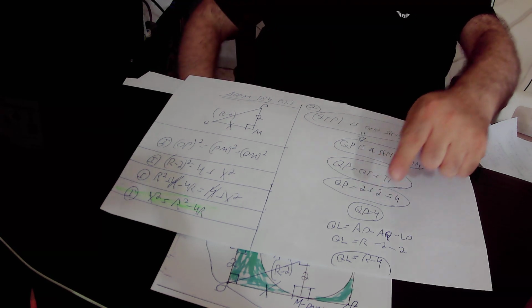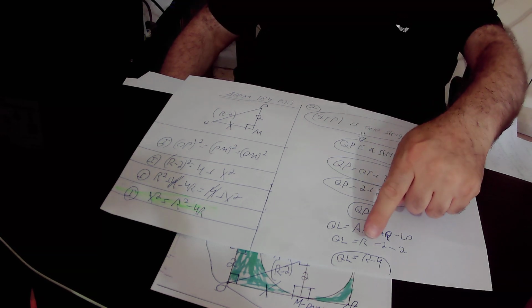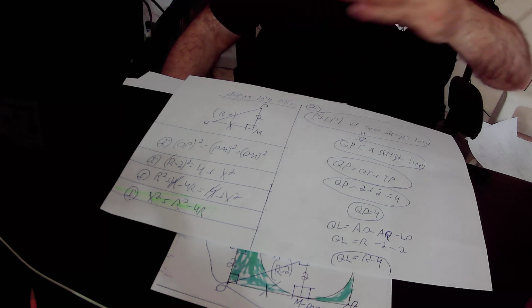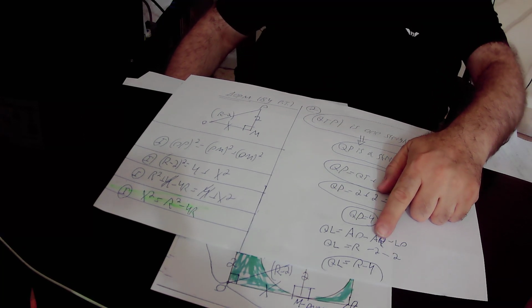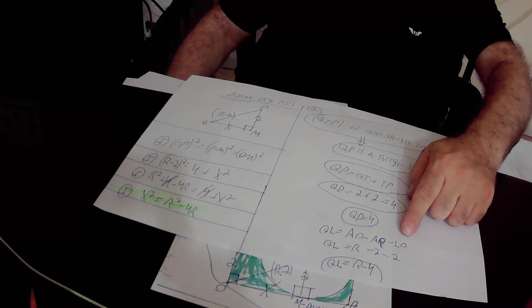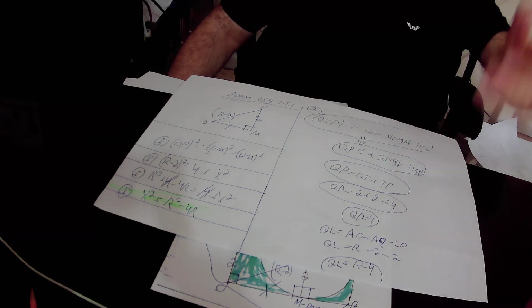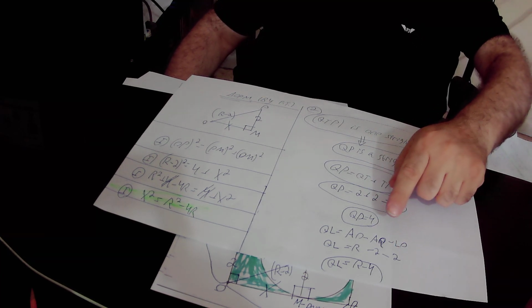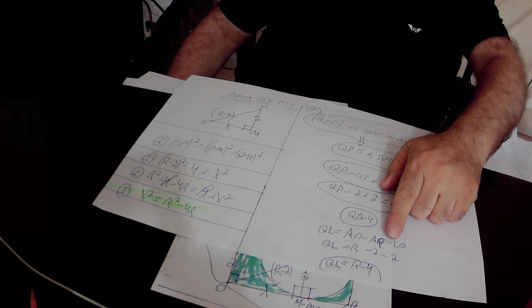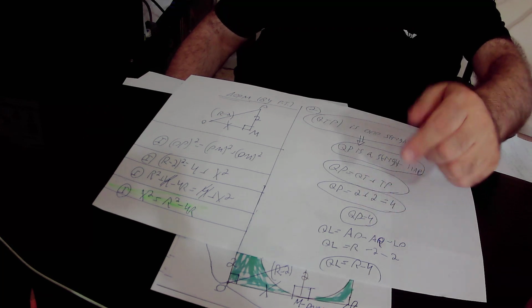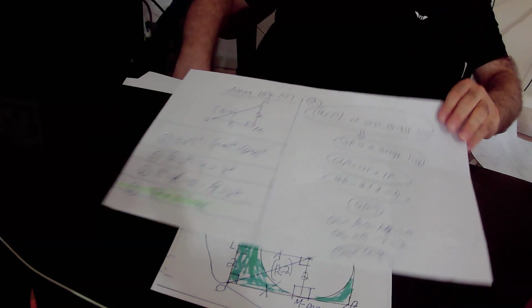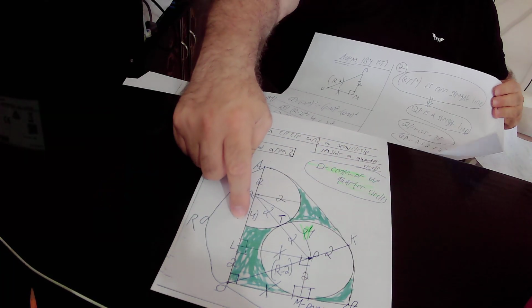I'll repeat again that QL equals AO, that is capital R, the radius of the quarter circle, minus AQ, the radius of the semicircle, which is equal to 2 units, minus LP, which is also equal to 2 units. So in conclusion, QL equals capital R minus 2 minus 2, and minus 2 minus 2 is minus 4. So QL equals capital R minus 4.